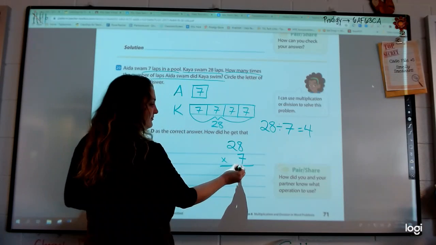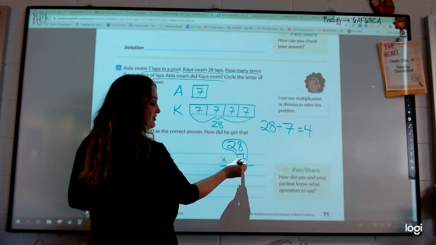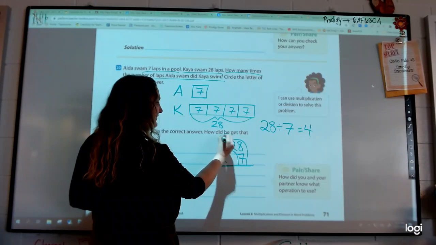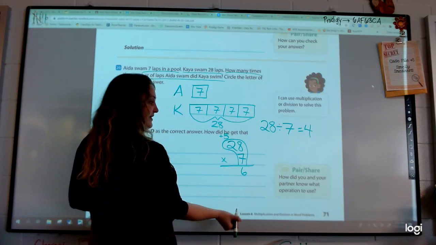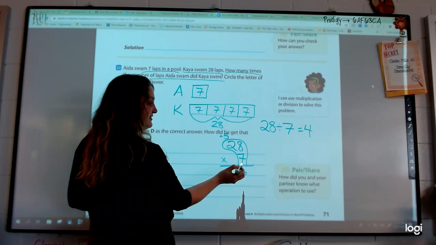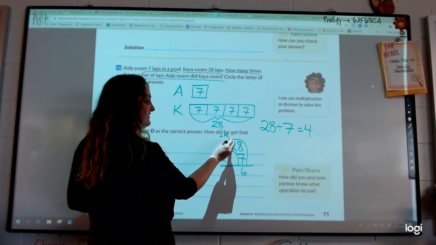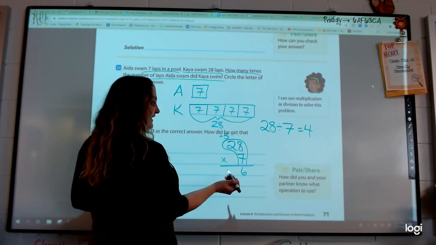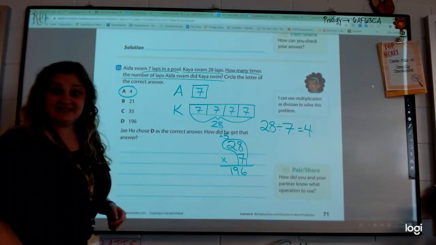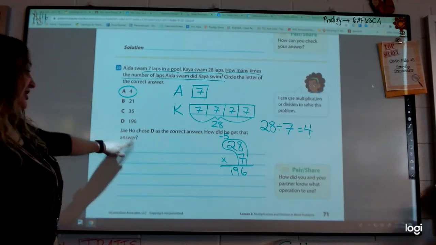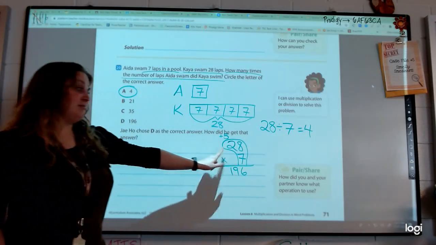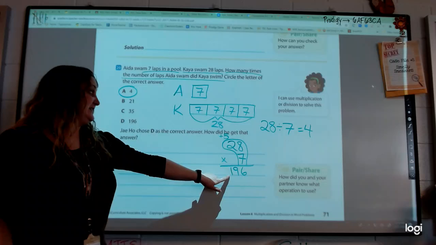Okay, remember, if you need to draw that turtle head, we start with the number in the neck. 7 times 8 is 56. Put my 5 on top. My ones place can come below. Back to the number in the neck. 7 times 2 is 14, but we have to add this 5. So 14 plus 5 more would be 19. And we do indeed find out that that is what J-Ho did. Instead of dividing 28 by 7 to get 4, he multiplied the numbers to get 196.